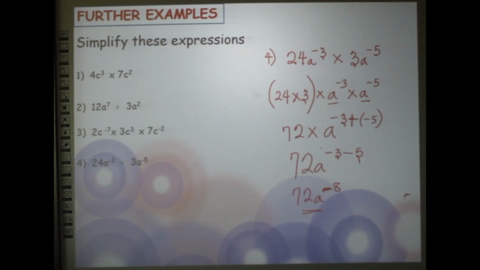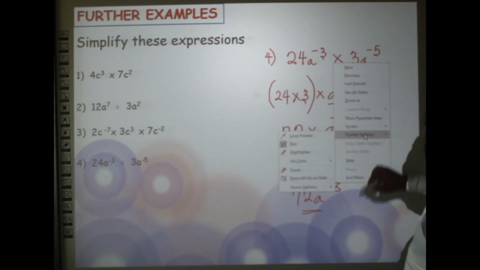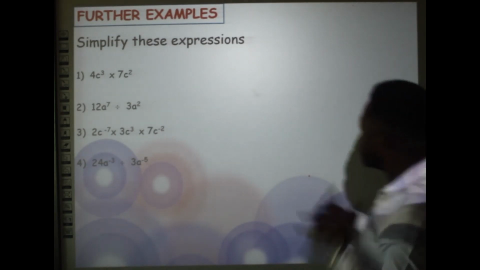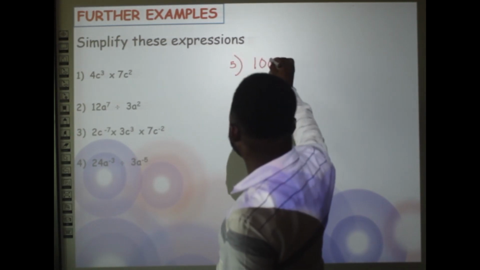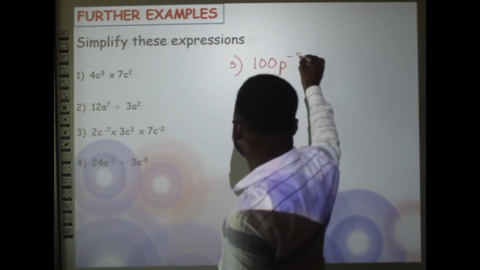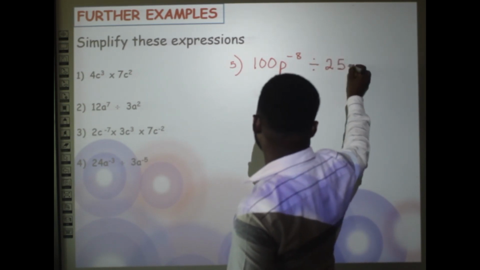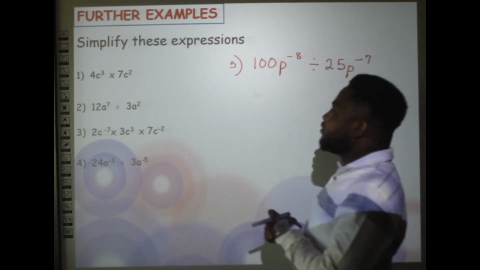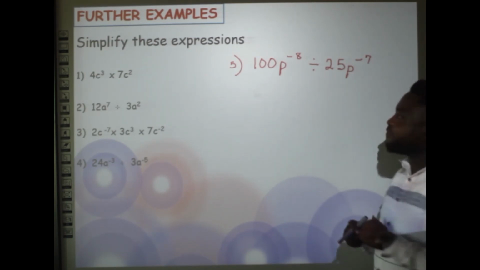Okay? Now let's look at more examples. Let's look at more examples before we talk about the assignments. Now, for instance, if you have 100p raised to power minus 8 divided by 25p raised to power minus 7. So, how can we solve this?